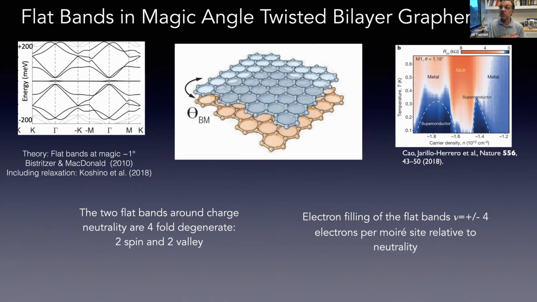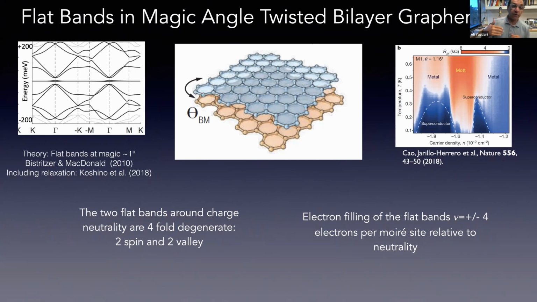And the precision needs to be within 0.1 degree. The magic angle is about 1 degree, but you've got to get it to within 0.1 degree, otherwise the phenomenon doesn't appear. So let me strip the problem down for you. We have these two flat bands that are very close to the Fermi energy. We can call them a conduction and valence flat band. Those are these two lines in the figure on the left here.